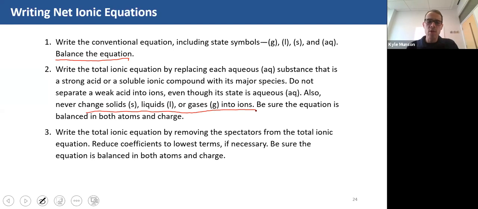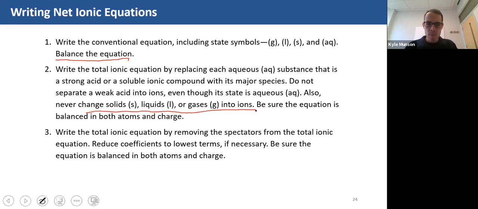So after you write the total ionic equation, remove the spectators, and then you're left with the net ionic equation. Okay, and make sure that it's balanced at the end and that you're using the lowest possible coefficients in front of your species. Okay, and we saw that from balanced chemical equations.